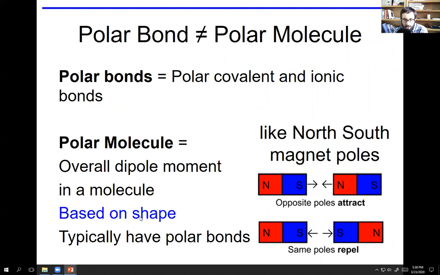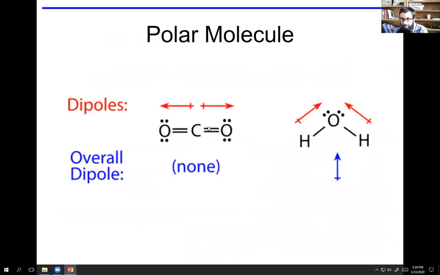So a polar molecule is going to typically have polar bonds in it, but polar bonds don't necessarily mean a polar molecule. That's what this title is telling you, because the individual polar bonds could cancel each other out to give net no dipole.